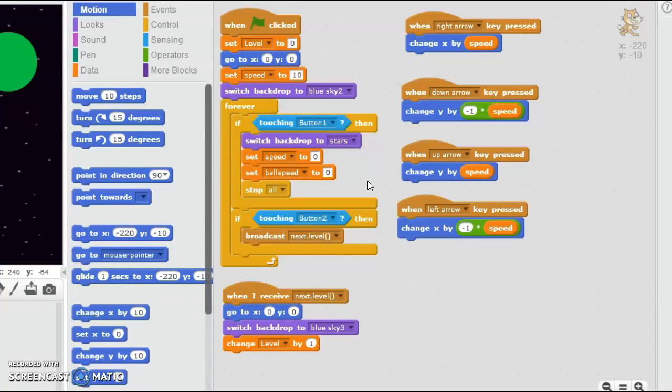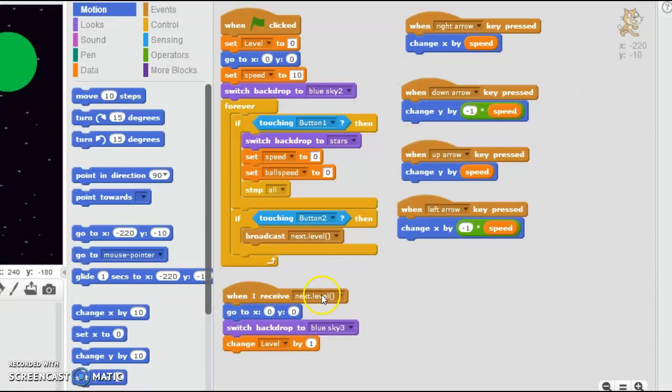If so, then it either ends the game if it touches button 1, which is the bad one, or if it touches button 2, then it broadcasts the next level command, which is then used to increment the speed. The arrow response keys are here, where every time the arrow key is pressed, the cat is moved by some amount, which was set in the speed variable.